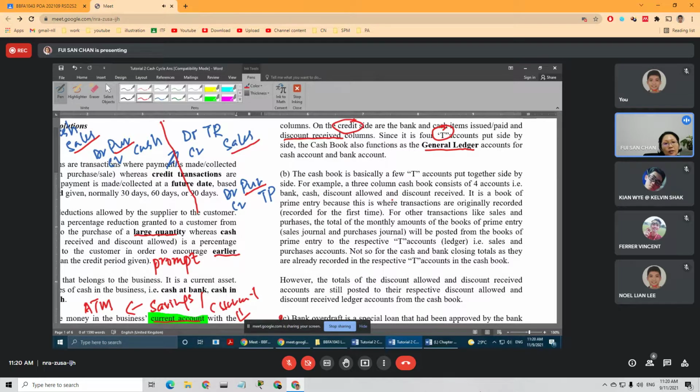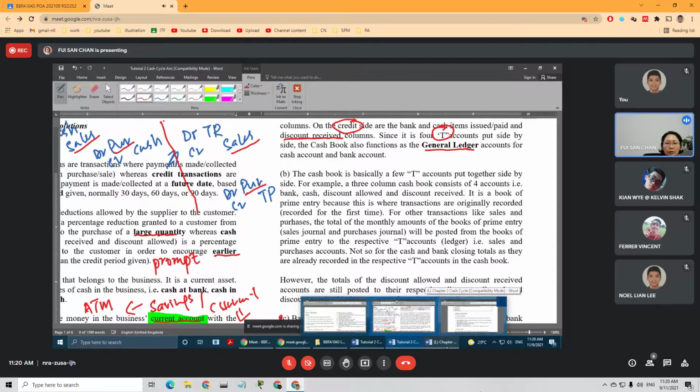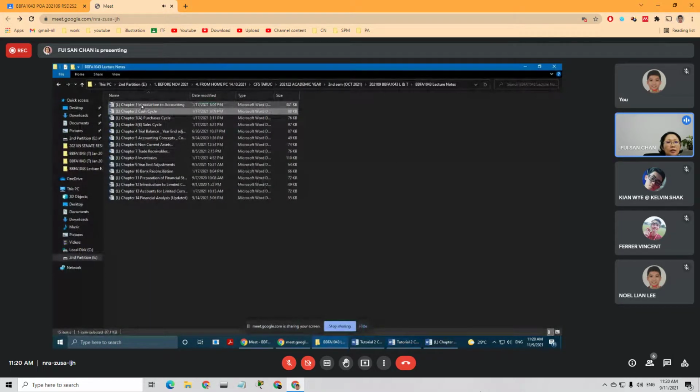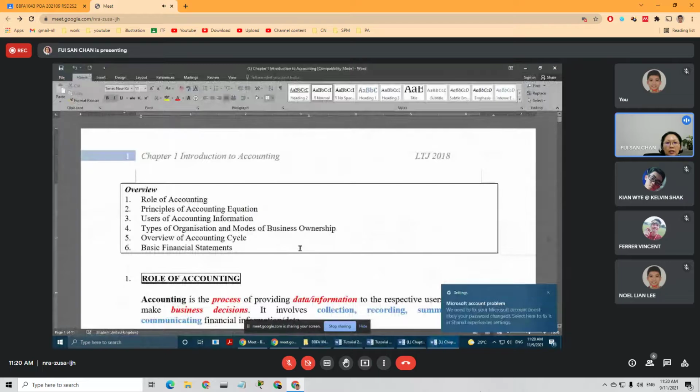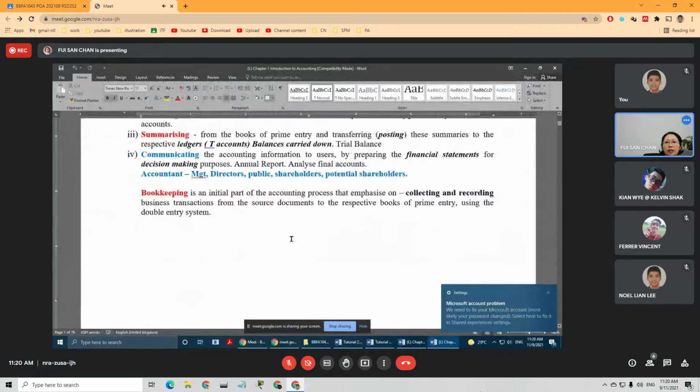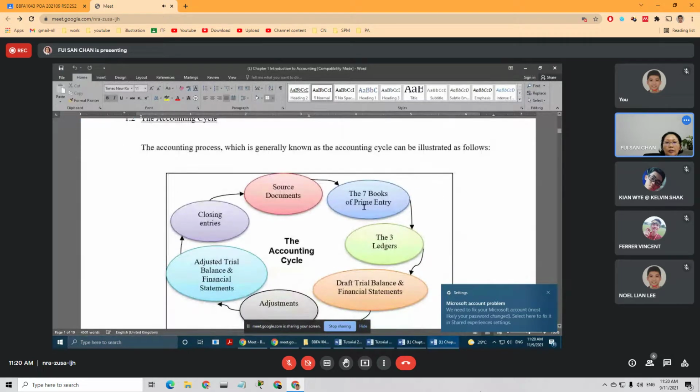So we have what? Sales journal, purchases journal, return inwards, return outwards. Four already. Then cash book, petty cash, and then we have one more. What is number seven? Capital? A long time I never taught the very, very basic one, so there are seven books of prime entry.